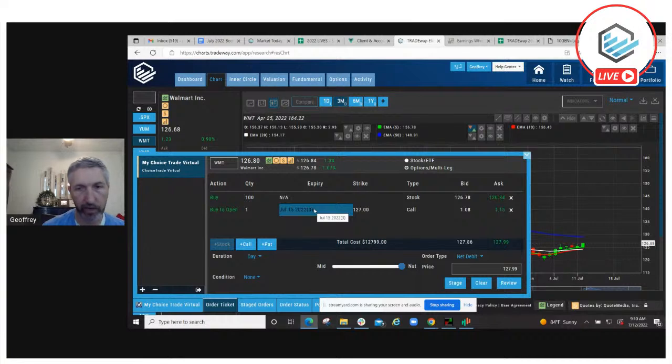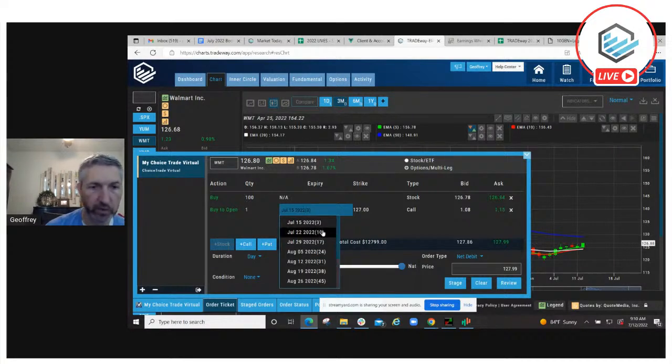So Wednesday, Thursday, Friday to expiration. Not very long. As we scroll out here, you can see they're going to add 7 days to each of these. These are all weekly expirations. But you can see here we can go out as far as January of 2024. Now, obviously, that's a leap, as is this one right here, the one that expires in 2023. So these are called leaps.